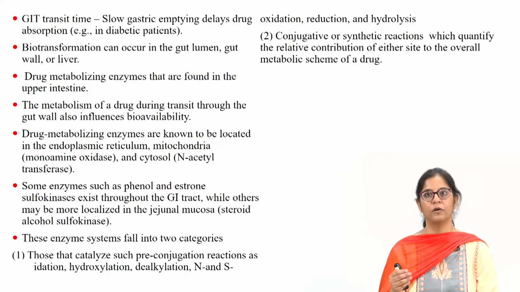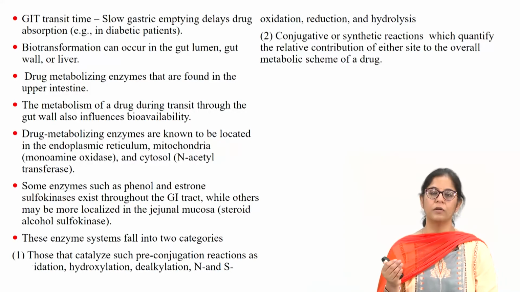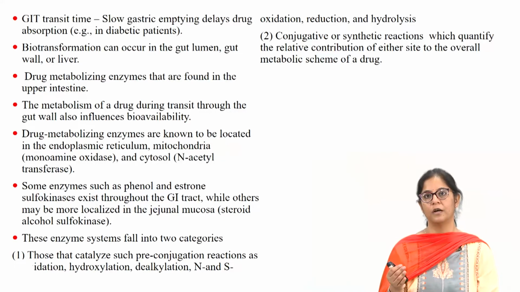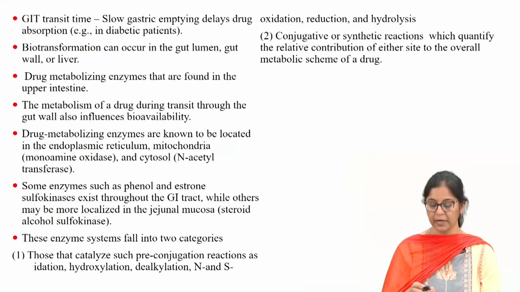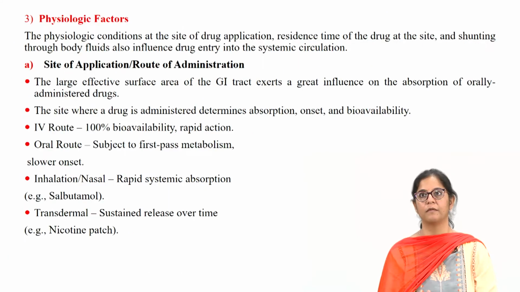Some enzymes such as phenol and estrone sulfokinases exist through the GI tract, while others may be more localized in the jejunal mucosa, like steroid alcohol sulfokinase. So, these enzymes are responsible for the metabolism of the drug. They could catalyze pre-conjugation reactions such as oxidation, hydroxylation, dealkylation, N-oxidation, reduction and hydrolysis, or they could be conjugative or synthetic reactions which are mediated by these enzymes.